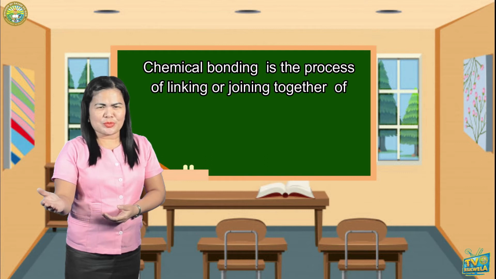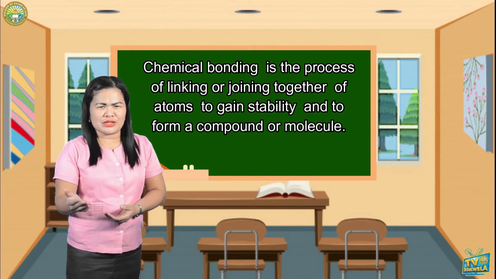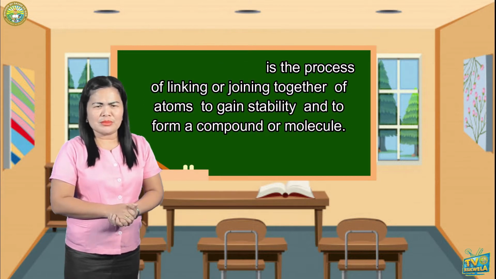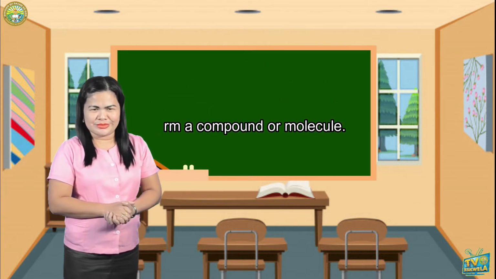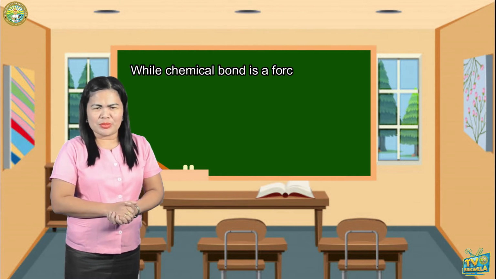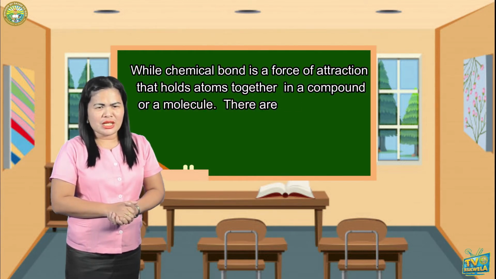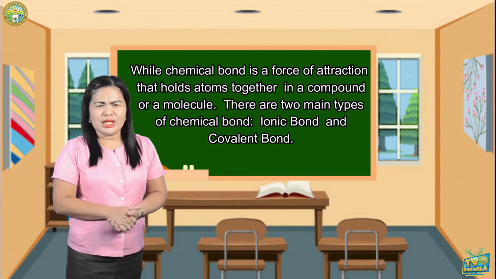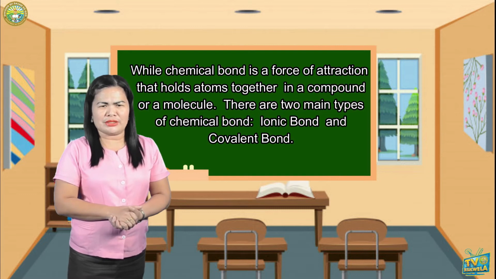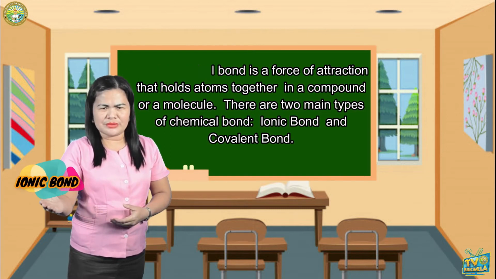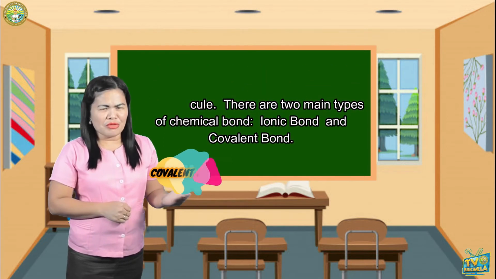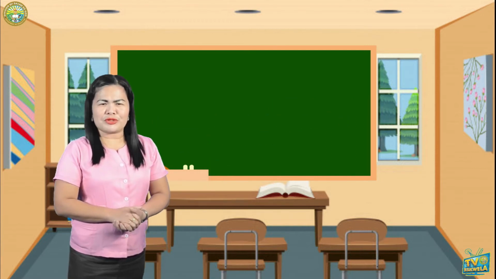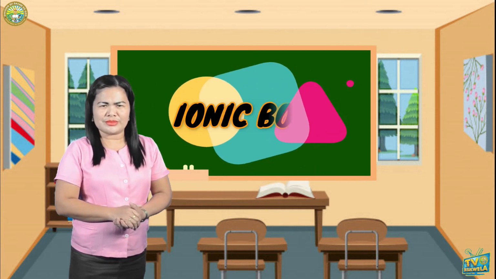Chemical bonding is the process of linking or joining together of atoms to gain stability and to form a compound or molecule. While chemical bond is a force of attraction that holds atoms together in a compound or a molecule. There are two main types of chemical bond: ionic bond and covalent bond. This time, we will first discuss ionic bond.